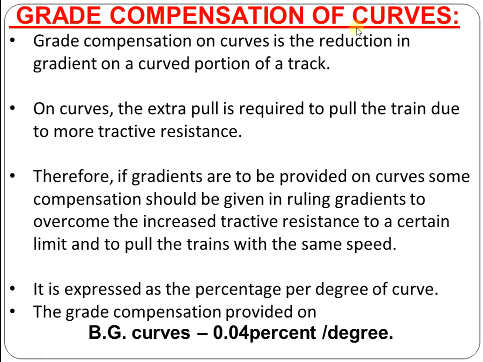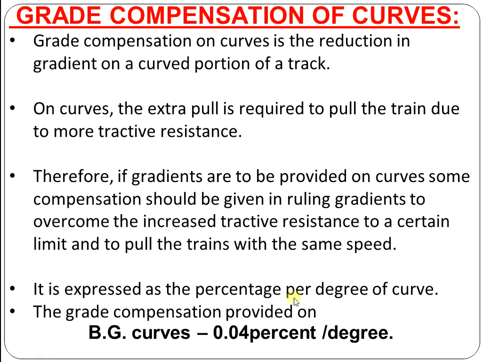Next point is the grade compensation on curves. The grade compensation on curves is the reduction in gradient on the curved portion of track. On curves, extra pull is required to pull the train due to more tractive resistance. Therefore, if gradients are to be provided on curves, some compensation should be given in rolling gradients to offset the increased tractive resistance to a certain limit and to pull the trains with the same speed.